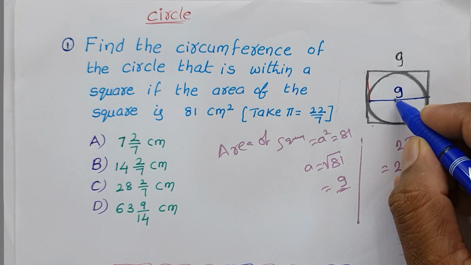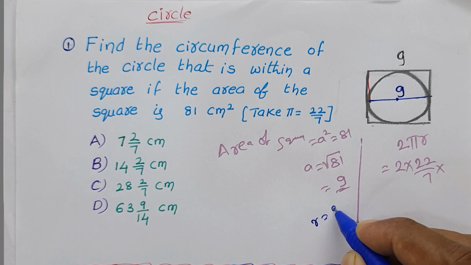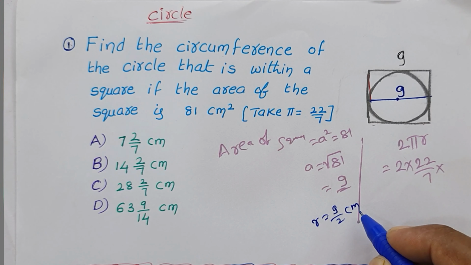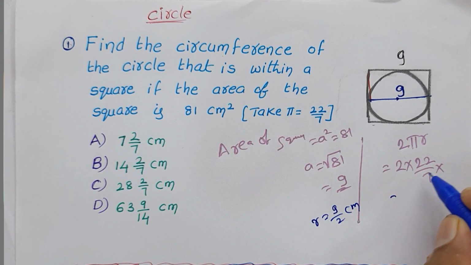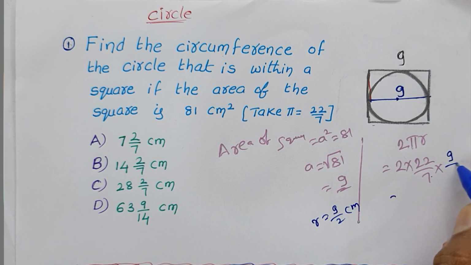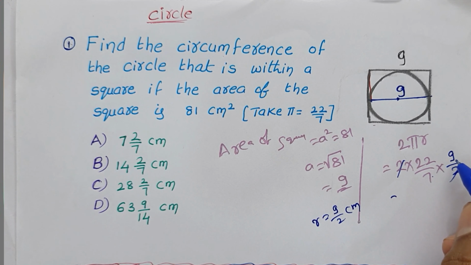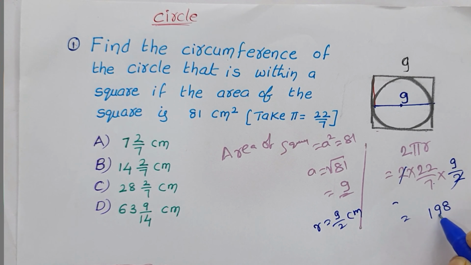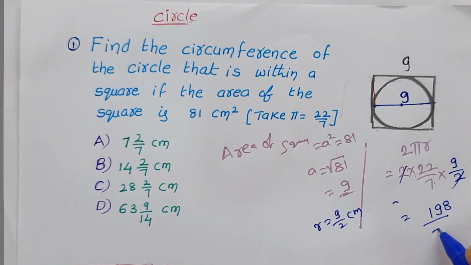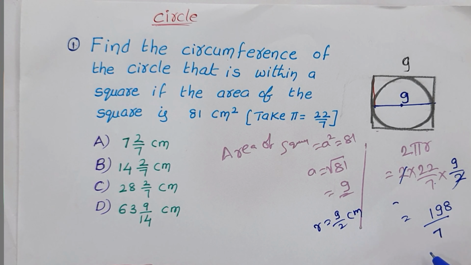So the radius r is equal to 9/2 centimeters, because half of the length of the diameter is called the radius. So 2 into 22/7 into the radius 9/2. Here the 2s cancel. 22 nines are 198. So 198/7. Divide by 7: 7 twos are 14, 5; 7 eights are 56, 2 is the remainder.